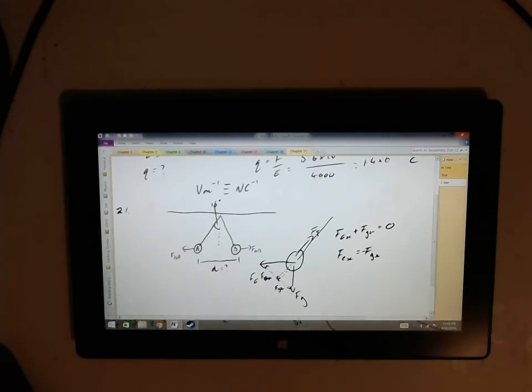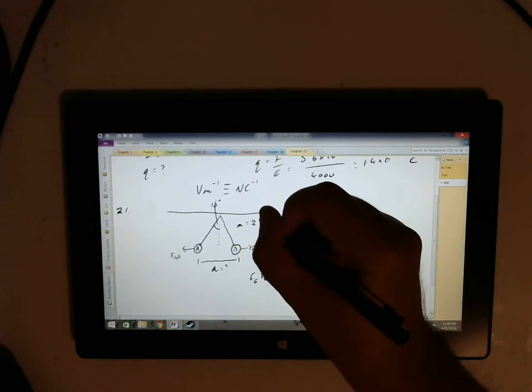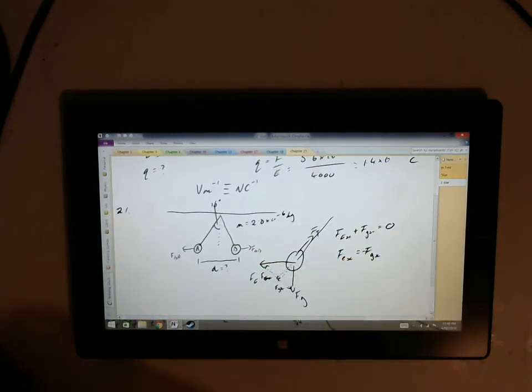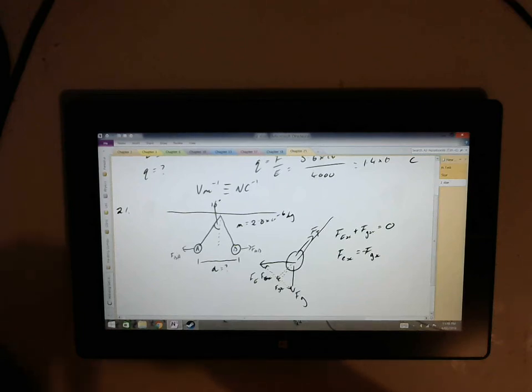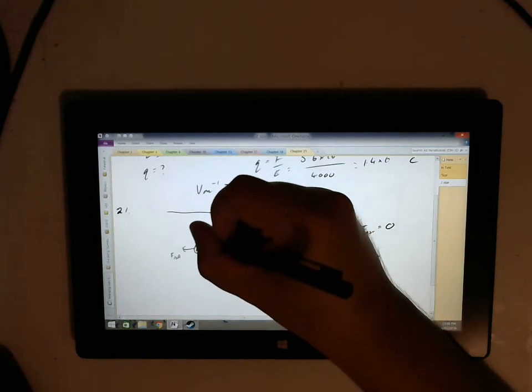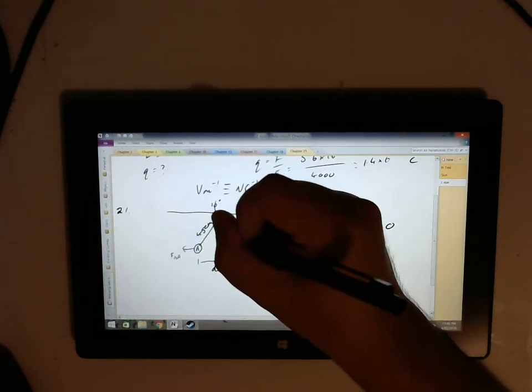Okay, so let's go back to our question and see what information we're actually being given. We've been told the mass, so that's important. Mass equals 2.8 times 10 to the negative 6 kilograms. And remember, if we have a mass, we can work out the force of gravity acting on it. And we're told that these threads are 45 centimeters.